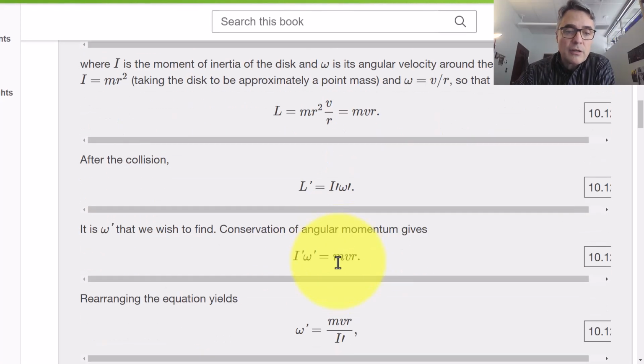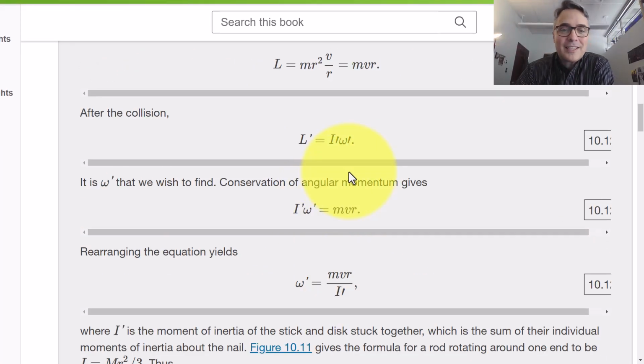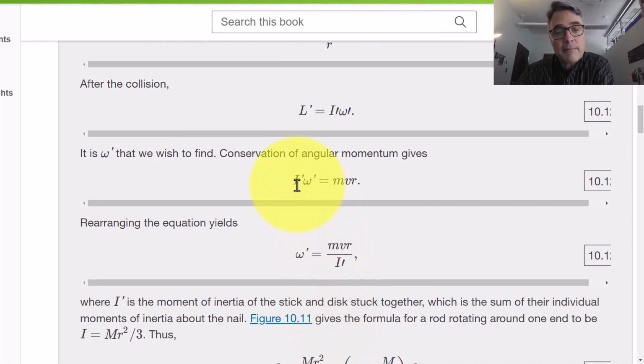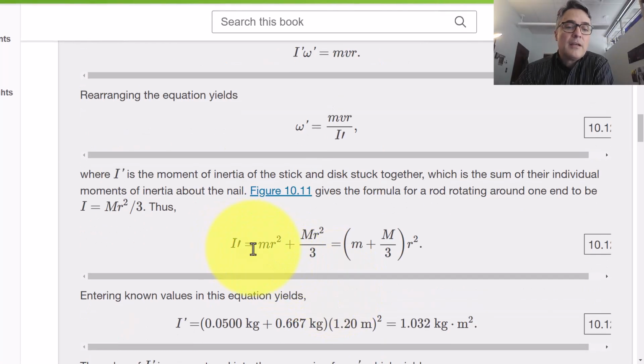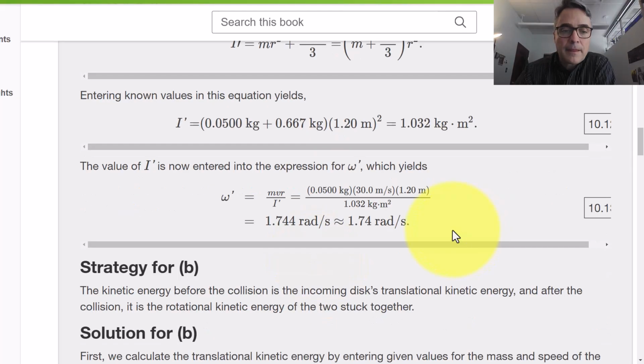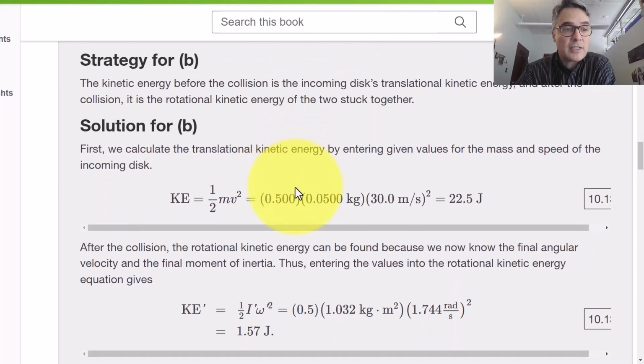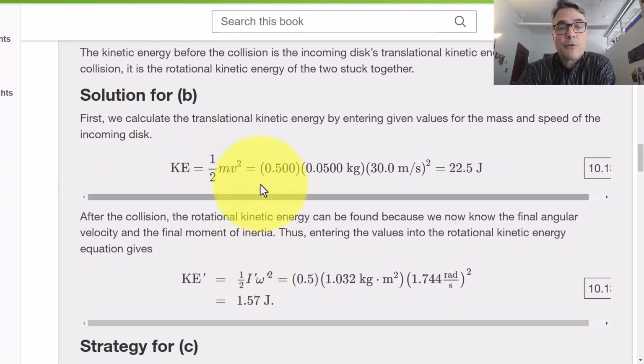And then after, well, it really is now rotating at some final angular velocity omega prime. Now the moment of inertia is different because it includes the stick and the mass. So you have to add the moment of inertia of the mass, mr squared, plus mr squared over 3, which is the moment of inertia of the stick rotated around its end. And you can find omega prime, the final angular velocity of the stick with the mass stuck in the end of it. They also ask you for the kinetic energy.